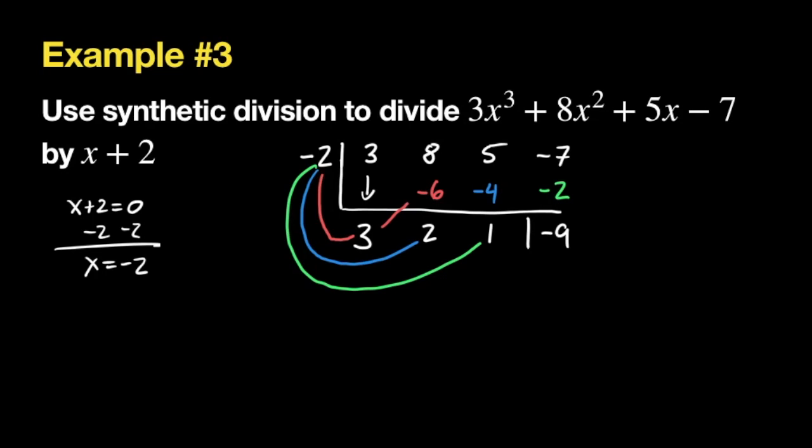We are always going to have the last one as your remainder. This is your remainder. This is going to be the first term without an x. This is going to be the first term with an x, and the next term with an x squared. It's always going to be one less than what you start with. So we started with x cubed, so our answer is going to be x squared. So we have 3x squared plus 2x plus 1, and our remainder we're going to put minus 9, and we're going to make it over x plus 2.